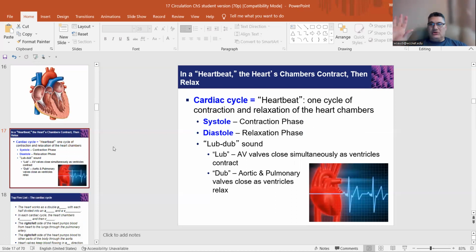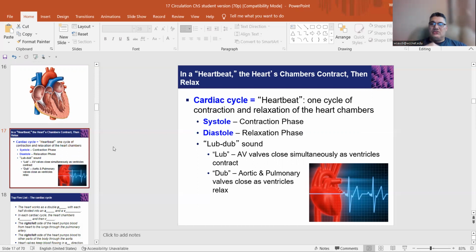Cardiac cycle, without going into the details. Here is what I want you to know. The heart contracts, relaxes. Contracts, pushing the blood out. Relaxes, receiving blood again. Contract, relax, contract, relax. Contraction is called systole. Relaxation is called diastole.